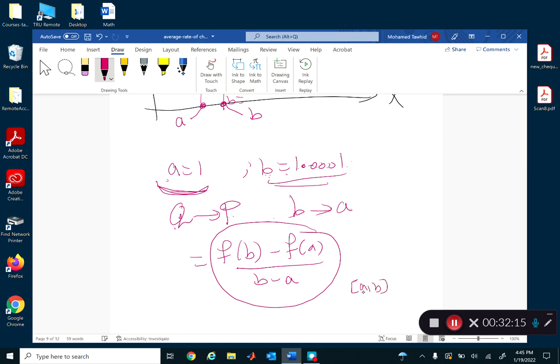But what is unique about A and B? I'm going to take A and B very, very close to each other. For example, A equal 1, then B equal 1.001, very close to this. Because it's very close, I'm going to say limit. Instead of every time having to say B is very, very close to A, I'm going to write limit as B approaches A, like this.